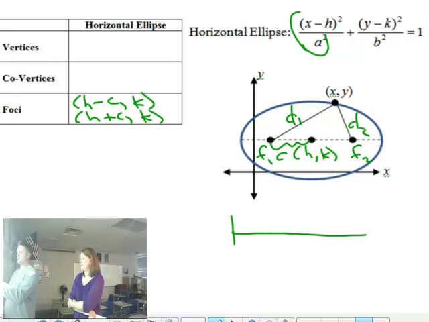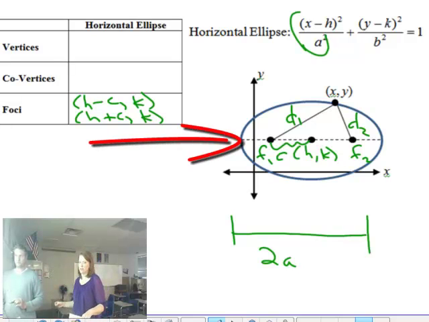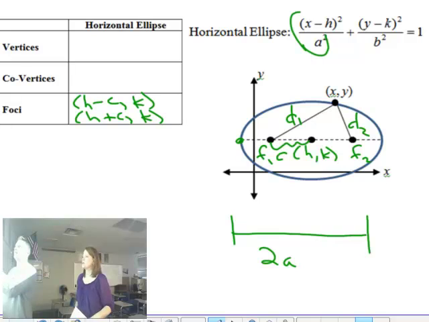Now, last time you had a b value for your horizontal, but we're going to call this 2a, because again, your a value is under your x. The major axis is the longer distance, and when we're looking at a horizontal ellipse, the longer distance is going that way. So that's 2a. Those ends of that major axis must be our vertices? Yes. So v1, v2.